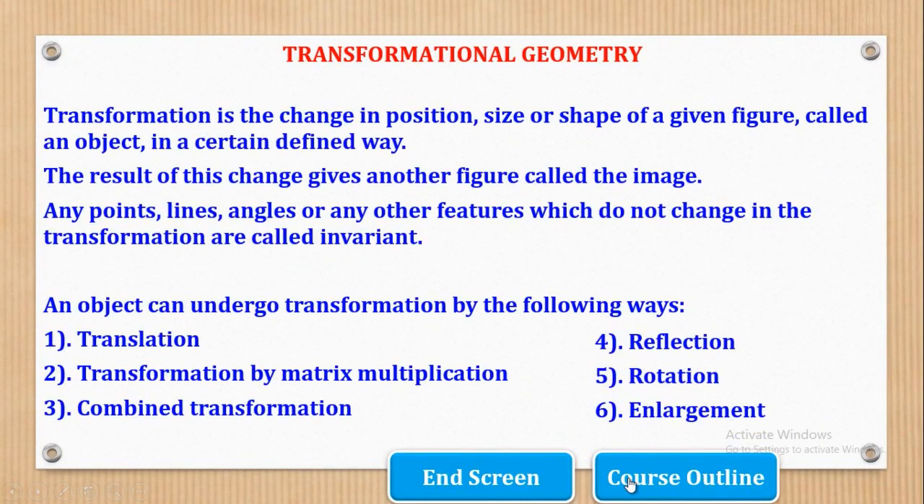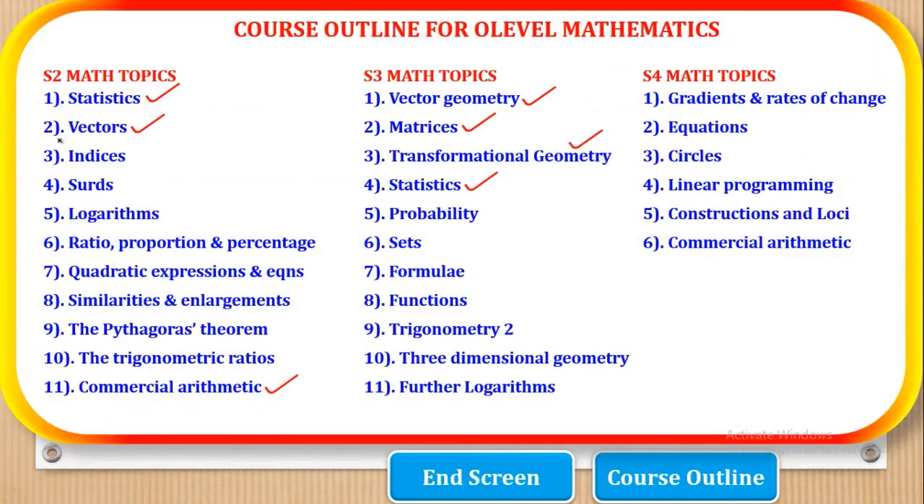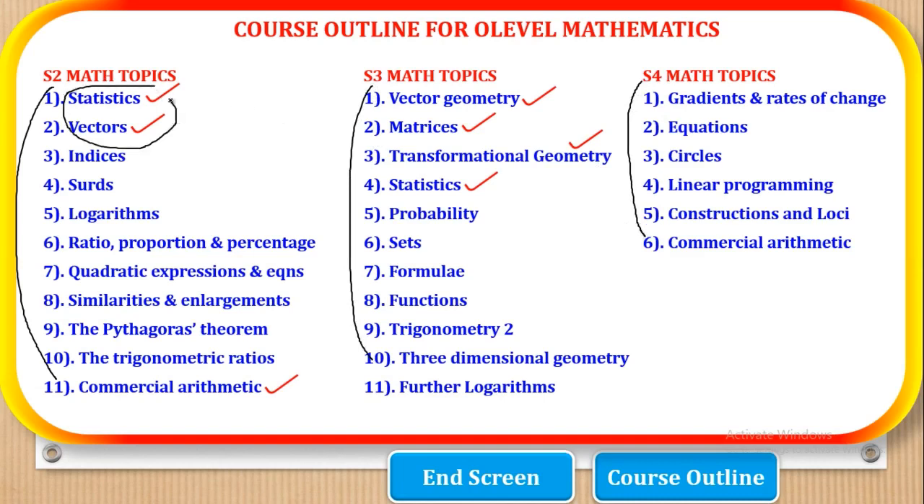Before we start, let's first look at the course outline. Senior 2 math topics are 11. Senior 3 are also 11, and Senior 4 are 6. What is ticked is what is available on this platform so far.